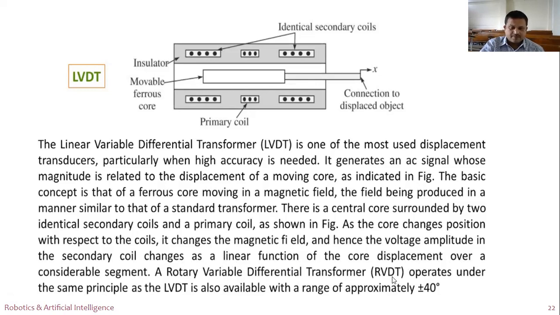A rotary variable differential transformer operates under the same principle as the LVDT, with a range of approximately plus minus 40 degrees.